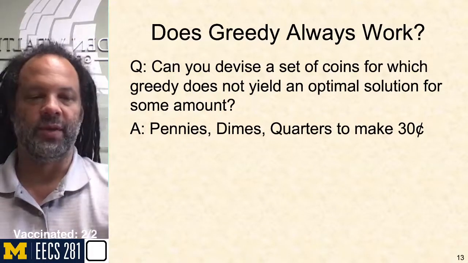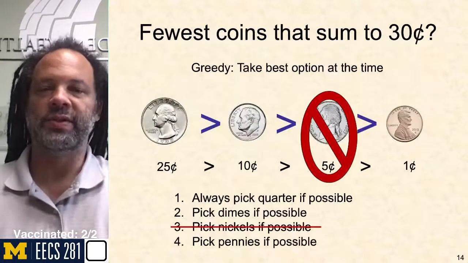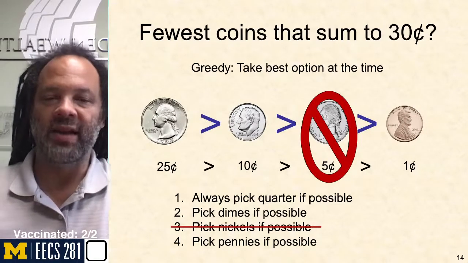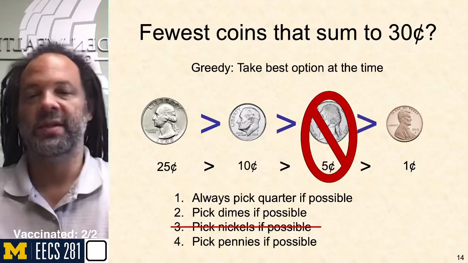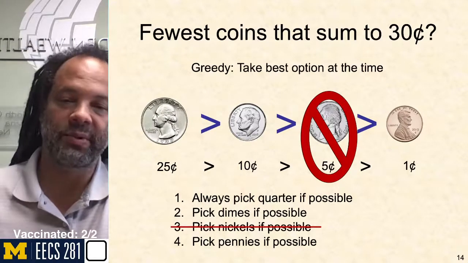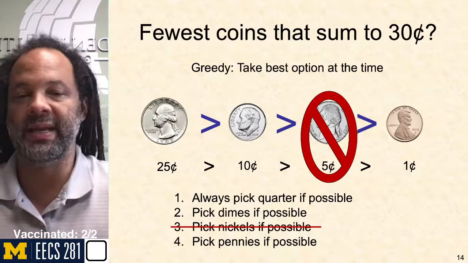All right, so hopefully you came up with one of your own. But you can see here how when I don't have nickels, it eliminates that step 3 there. Step 1 was always pick a quarter if possible. Step 2 was pick dimes if possible. Step 3 was pick nickels if possible. Step 4 is pick pennies if possible.